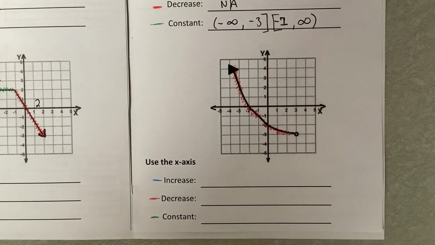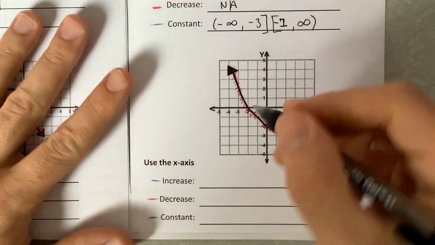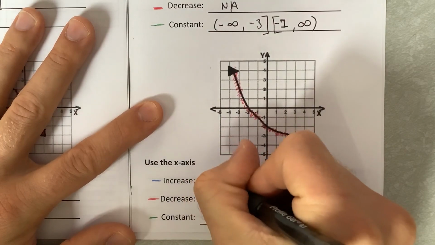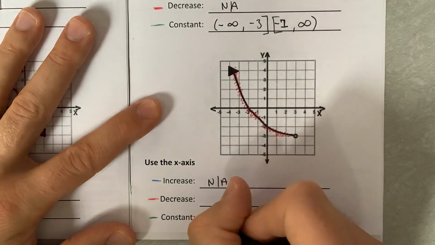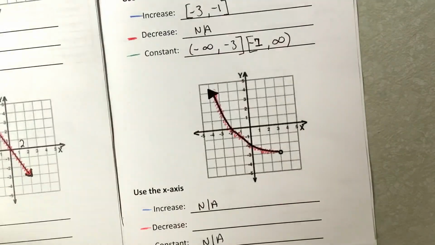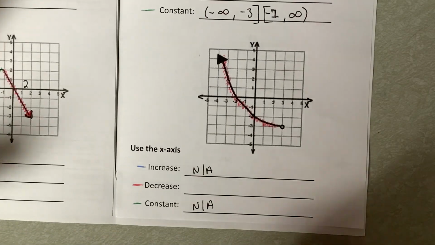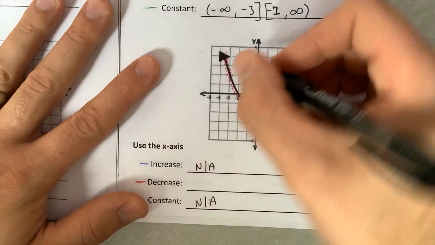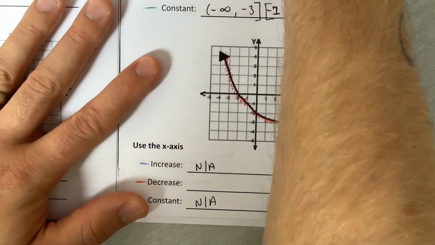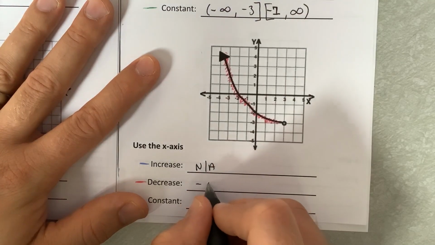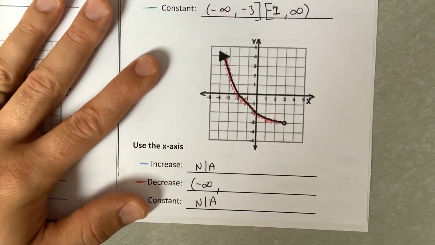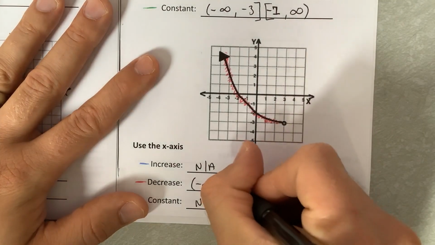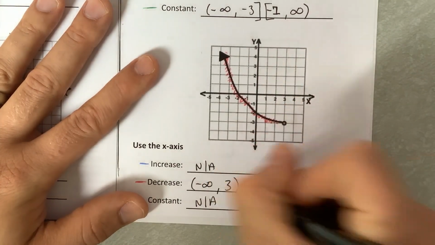Now, what does this mean? This means that there's not one part of this graph where it goes up from left to right. So, not available. There's no spot on this graph where it's constant. There's no flat spots. Not available. But it does decrease. And again, we don't know when it starts because this line goes on forever. And that's going left when you're talking about the x-axis, right? It's going left. So that's negative infinity. We have no clue where it starts at, parenthesis. But it stops decreasing right here at 3. But again, because it's an open dot, it will actually be a parenthesis.